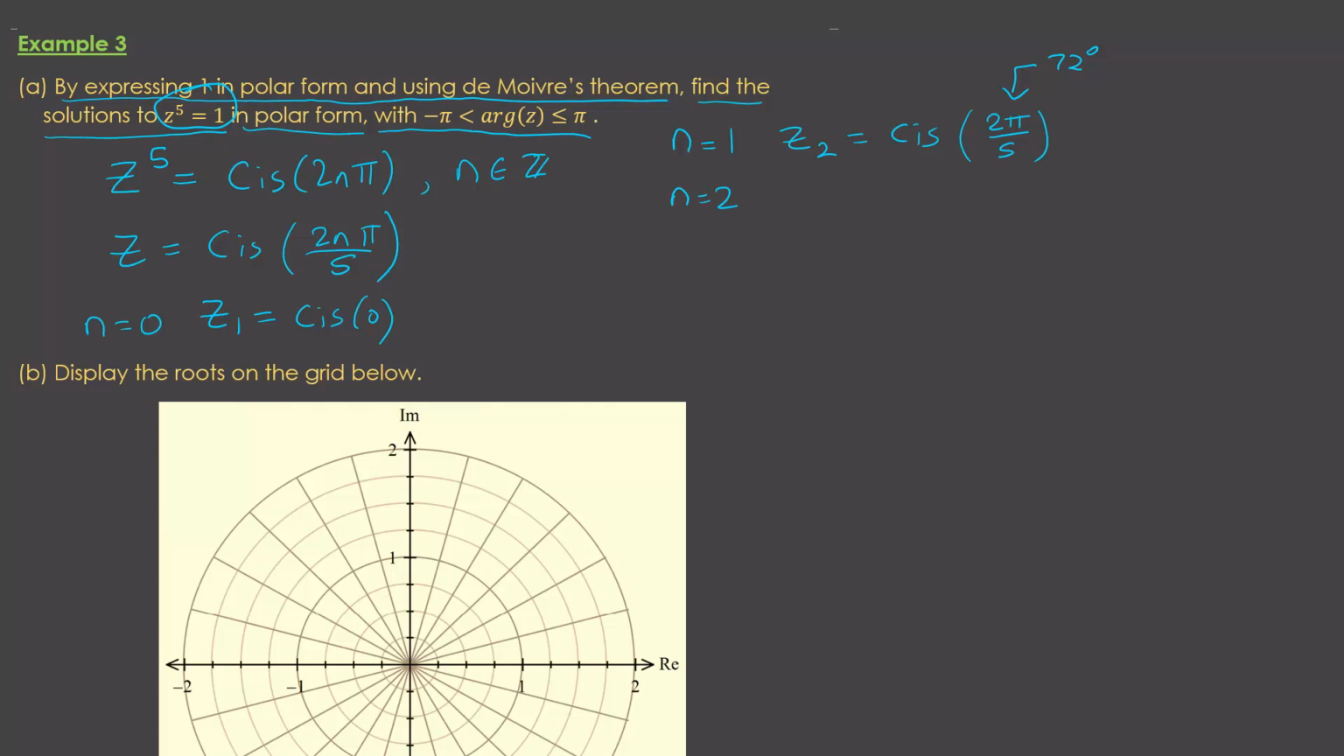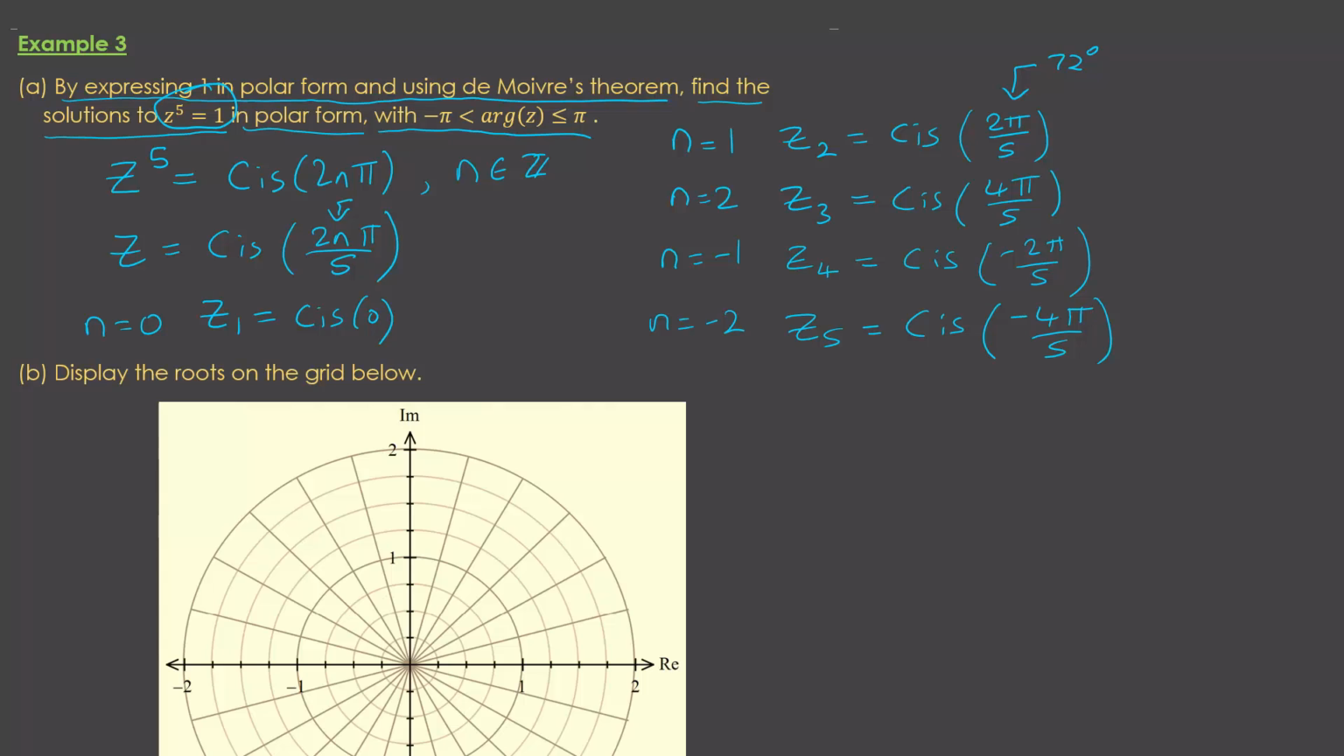n equals 2 gives me z3, which is cis 4 pi by 5. Let's just put n equals 2 in here. n equals negative 1 would give me what I'll call z4, which is cis negative 2 pi by 5. And n equals negative 2 would give me z5, which is cis negative 4 pi by 5.